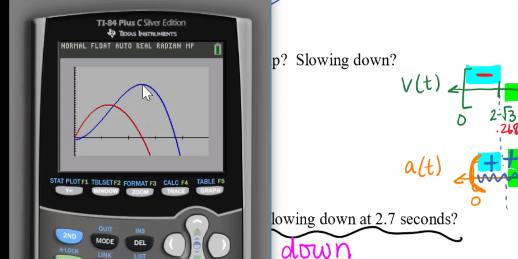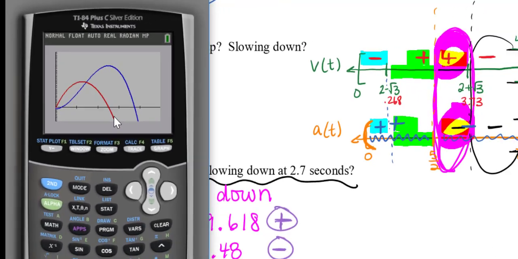The blue function is positive, but the red function is negative, so you could see that positive and negative value there as well. Anytime the graphs are both below the x-axis, you're going to be speeding up, or both above the x-axis, you're speeding up. And anytime they're different, one's above and one's below, you are slowing down.